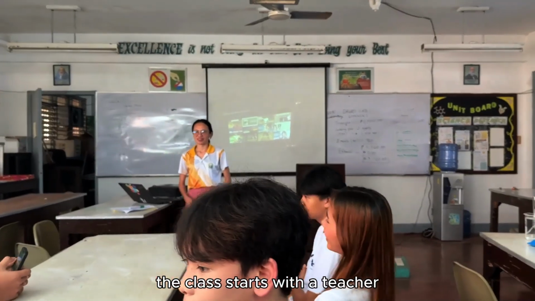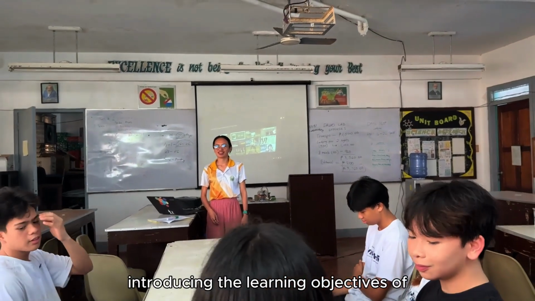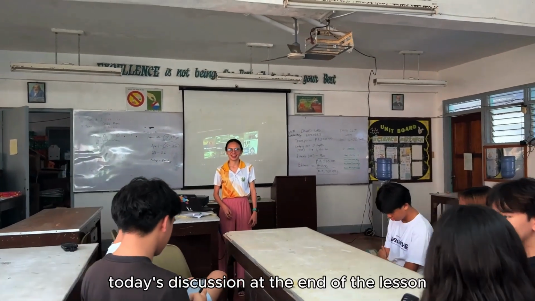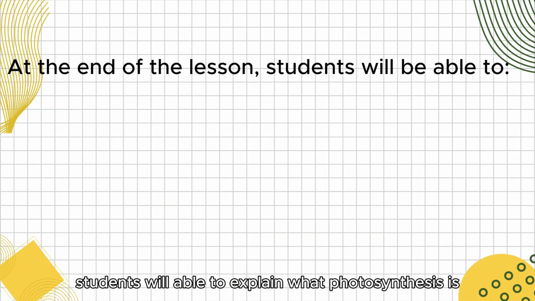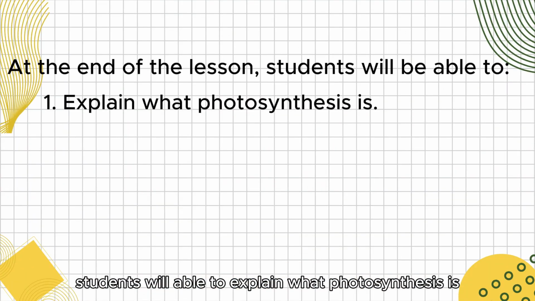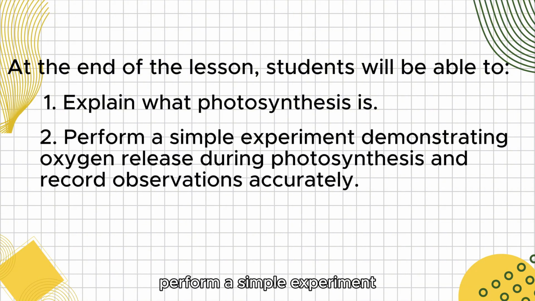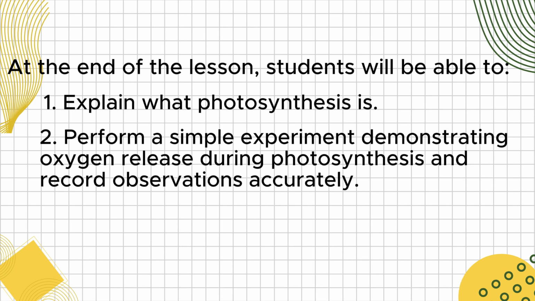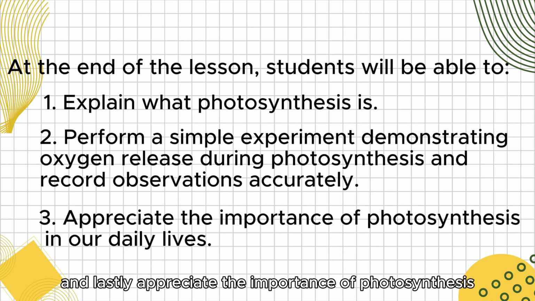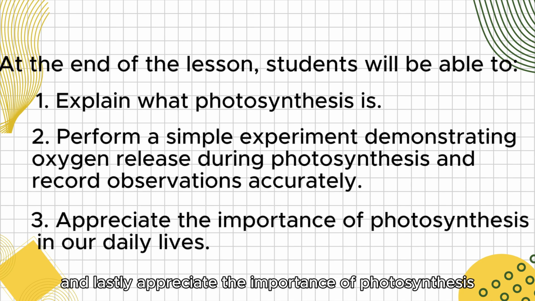The class starts with the teacher introducing the learning objectives of today's discussion. At the end of the lesson, students will be able to explain what photosynthesis is, perform a simple experiment demonstrating oxygen release during photosynthesis, and record observations accurately. And lastly, appreciate the importance of photosynthesis in our daily lives.